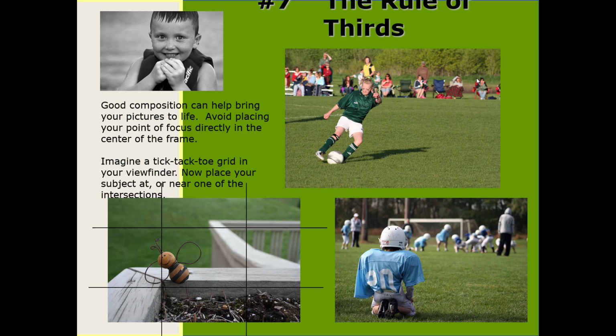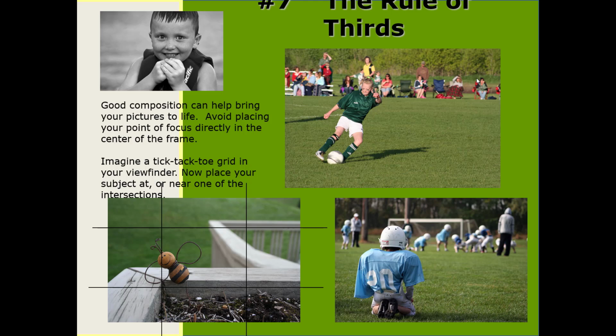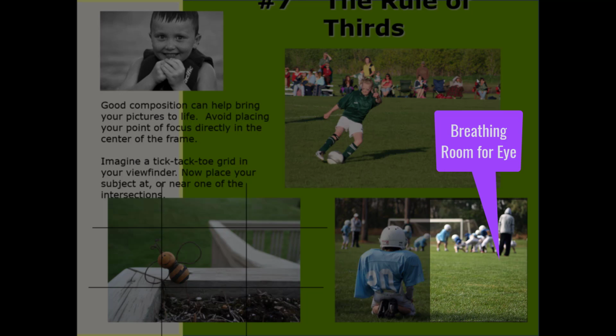Number 7, here it is. I've been talking about it. The rule of thirds. So the rule of thirds deals with composition, and essentially what we're doing is we're drawing a tic-tac-toe grid, or we're drawing thirds on our picture, both horizontally and vertically. The goal in the rule of thirds is to place your subject at or near one of the intersections on the tic-tac-toe grid. This still allows the eye room to breathe and what we call some negative space.